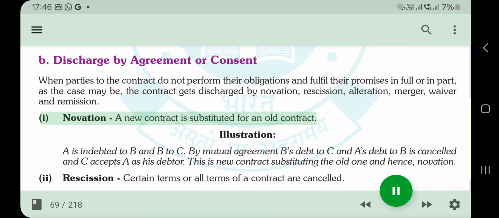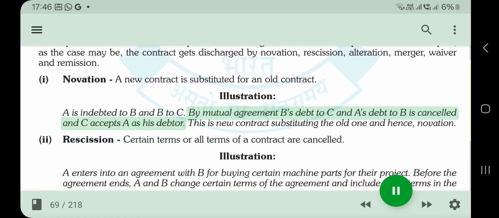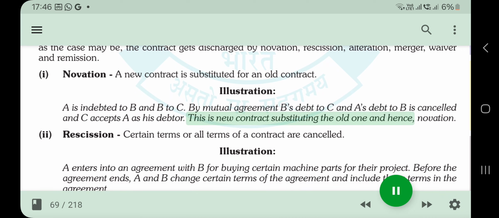I. Novation. A new contract is substituted for an old contract. Illustration. A is indebted to B and B to C. By mutual agreement, B's debt to C and A's debt to B is cancelled and C accepts A as his debtor. This is a new contract substituting the old one and hence, novation.